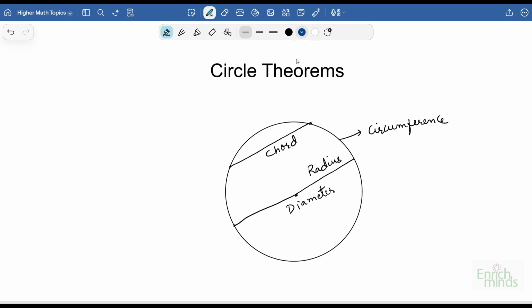So here we have, if I shade this part, that's a segment of a circle. To be more precise, this is the minor segment. And the other side of the chord, everything outside this region, is the major segment.